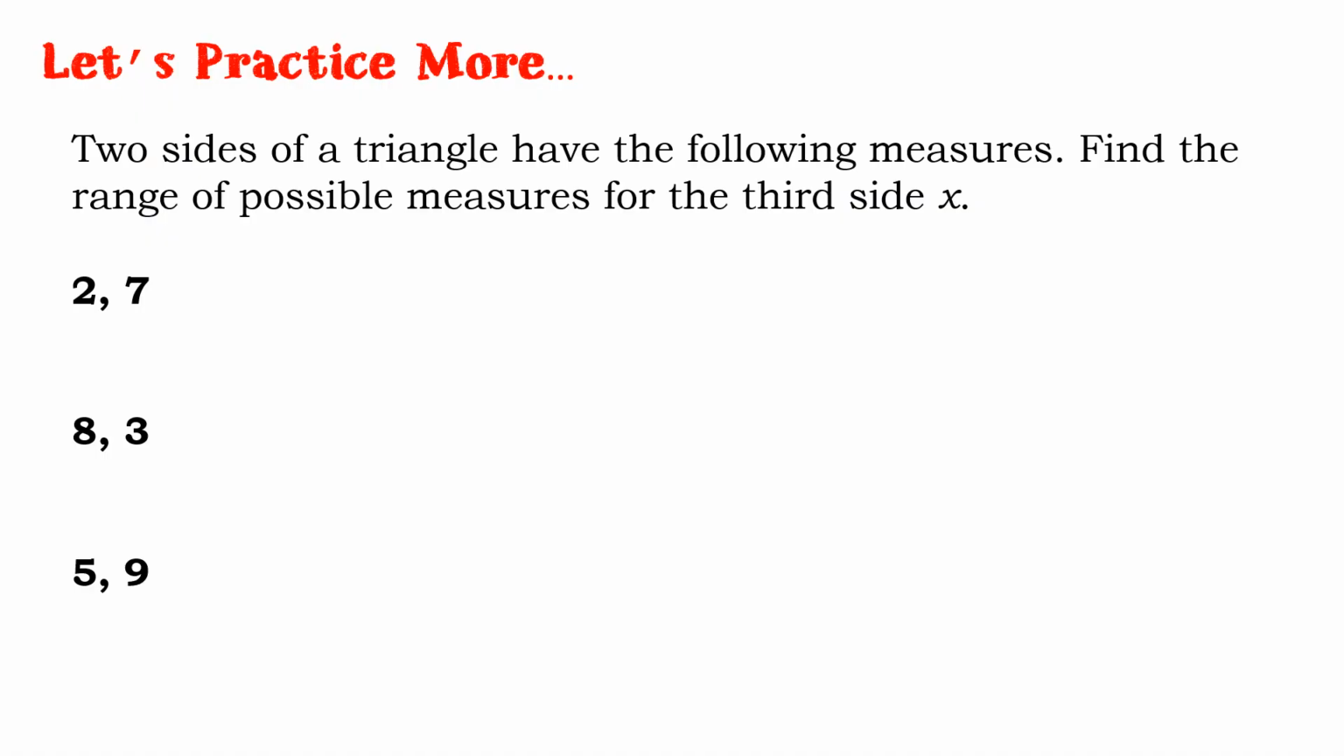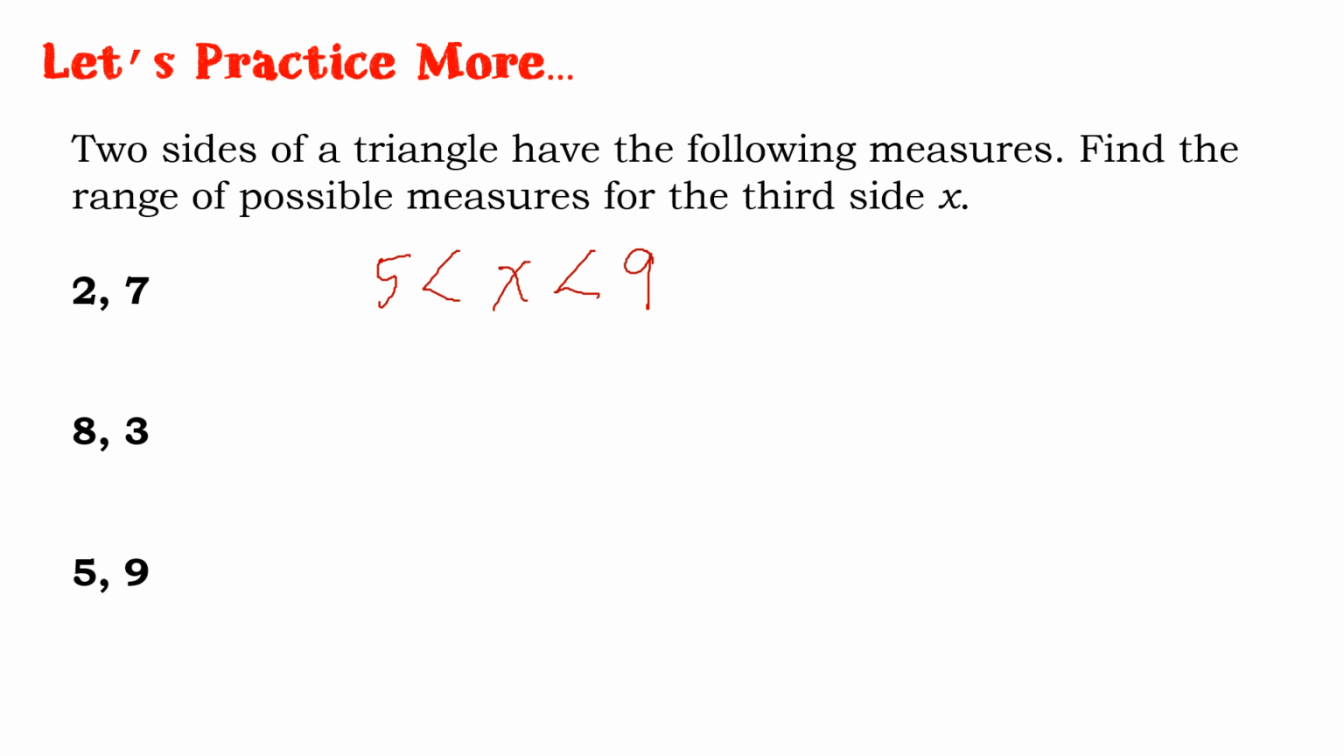Alright, so let's practice more. Two sides of a triangle have the following measures. Find the range of possible measures for the third side x. So we have 2 and 7, 8 and 3, 5 and 9. We can actually do this mentally. We place all the values of x in the middle. The first thing that we're going to do is to add, and the next is to subtract. So 7 plus 2, that is equal to 9. And then 7 minus 2, that is equal to 5.